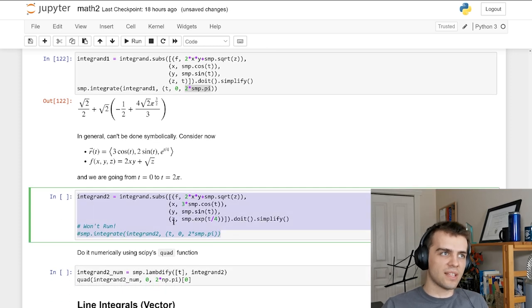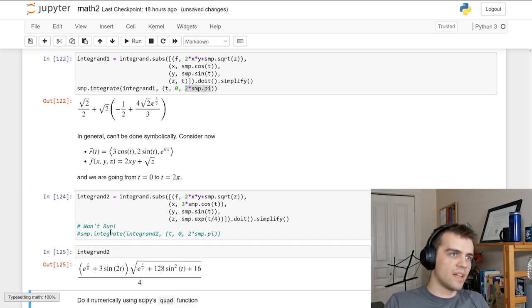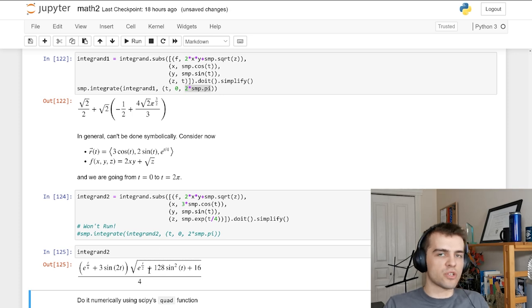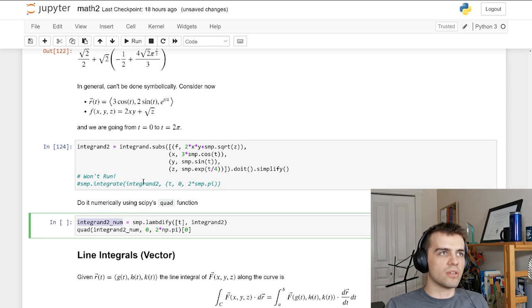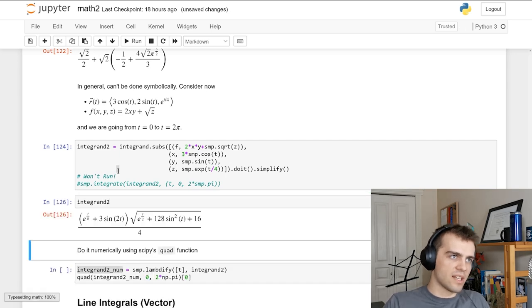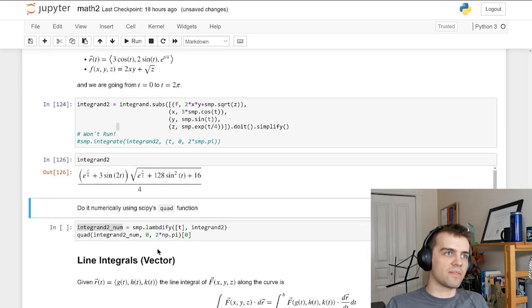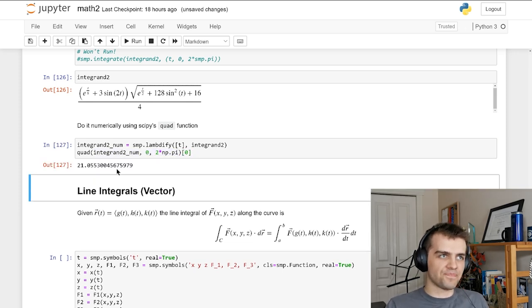If I try to do the same thing, this won't run. So my integrand 2 is obviously a much more complicated looking function, which you can't integrate. So I do it numerically. I say integrand 2 numerical. I lambdify this expression, like I've done throughout the video so far. The only variable it takes in is t. And the thing that I'm integrating, the function, is integrand 2 that looks like this. Then I just use SciPy's quad function. I integrate this function from 0 to 2 pi, and I get the integral value here.